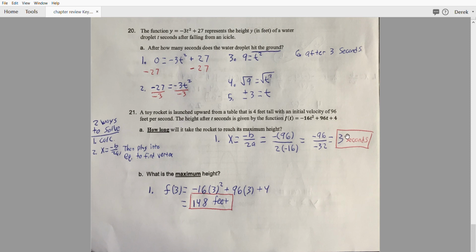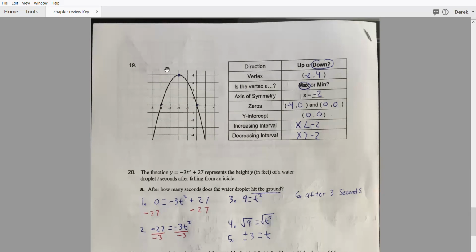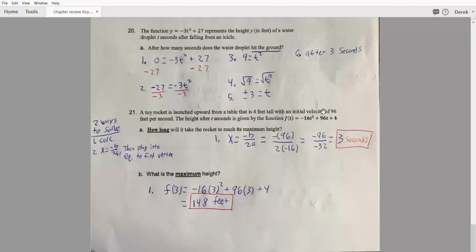All right, so that is our axis of symmetry. The reason we know it's also going to be the x value of our maximum is because the axis of symmetry, which would be right here, always runs through our vertex. That means the x value of our vertex and the axis of symmetry are the same. So we know the x value of our vertex is 3. So we get 3 seconds.